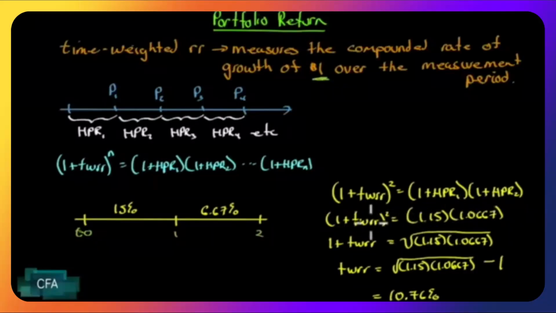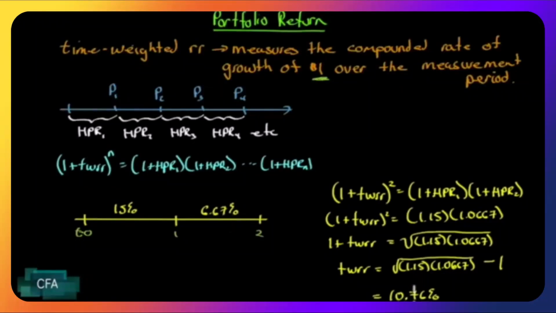So let's put our numbers in: 1.15 and 1.0667. Since this is squared, let's take the square root of both sides. We'll get 1 plus the time-weighted rate of return equals the square root of our holding period returns strung together. Let's get rid of the 1 on this side. We'll subtract it from this side, and we get 10.76. You'll notice that our money-weighted return was 9.39% because it overweighted the second year. Our average, or our mean weighted return, was 10.84%.